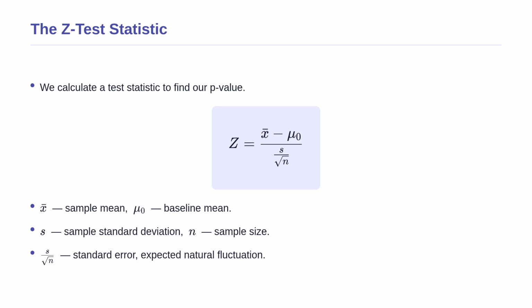In the denominator, we divide the sample standard deviation, s, by the square root of the sample size, n. This entire denominator is called the standard error, which represents how much we expect the sample mean to naturally fluctuate. By dividing our raw difference by the standard error, we find out exactly how many standard errors our sample mean is away from the baseline. Let us see this formula in action with a real example.